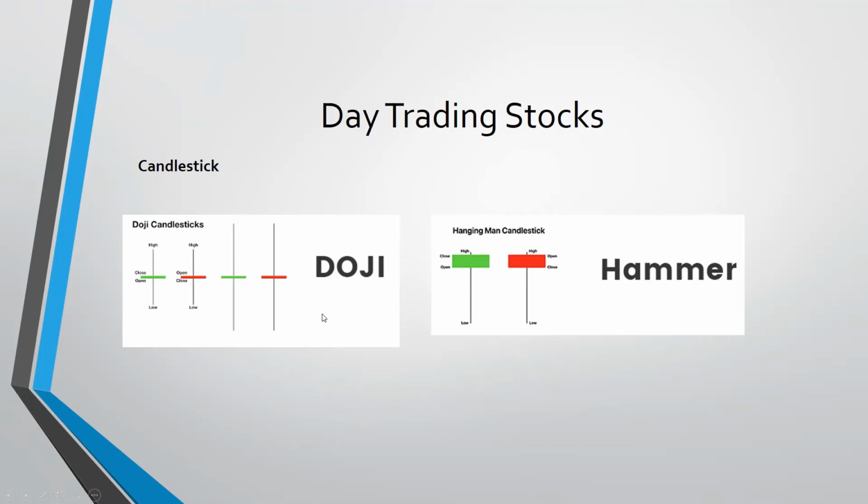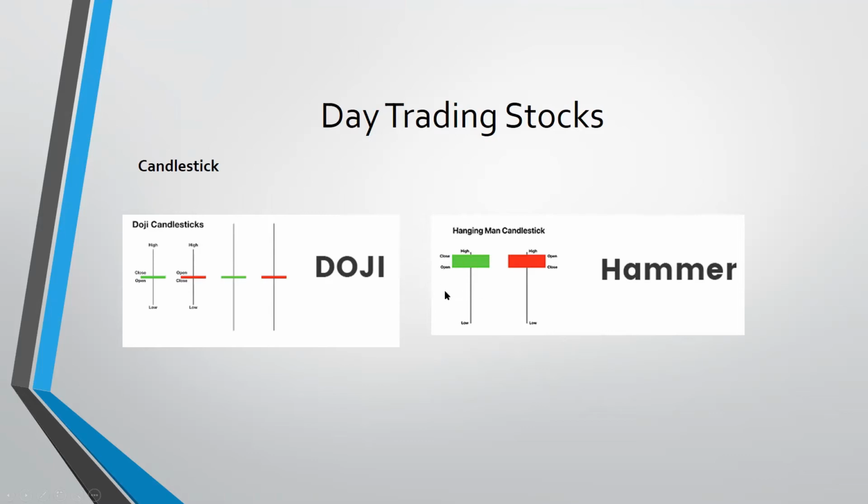So if we were looking at the daily time chart, what this meant is that during the day, the price of the stock opened at this price and then went down to this price here. This was the lowest price. However, at some point during the day, the price changed and went back up, and the price closed at this point here, very close to the highest point.